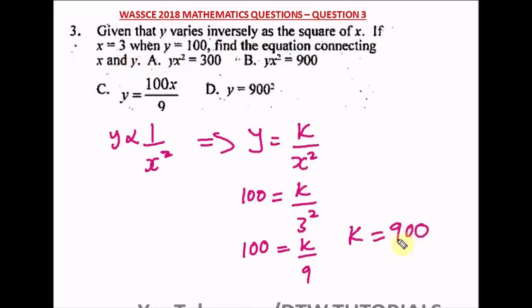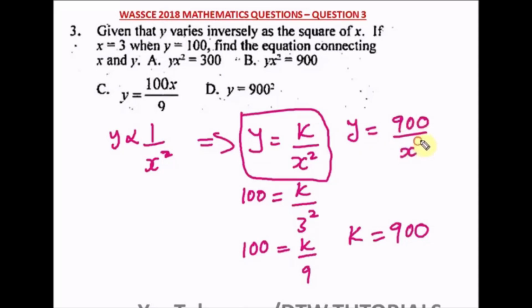So the question says find the equation connecting x and y. So all you need to do is put in the value of 900 into this equation. Since we found the value of k as 900, let's put it in here. So we have y is equal to 900 divided by x squared. We can just simply bring x squared up here, so that's cross multiply, and we have y x squared is equal to 900. So this is the equation that connects x and y, and our right option here is option B.